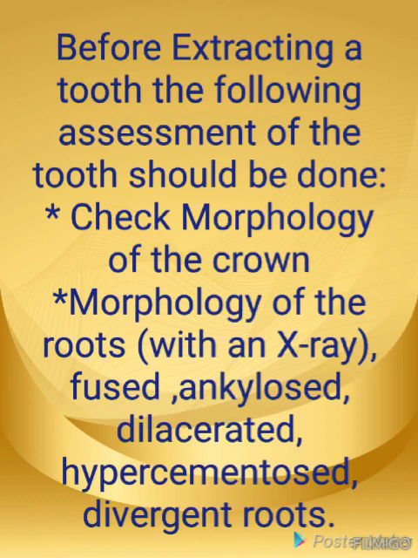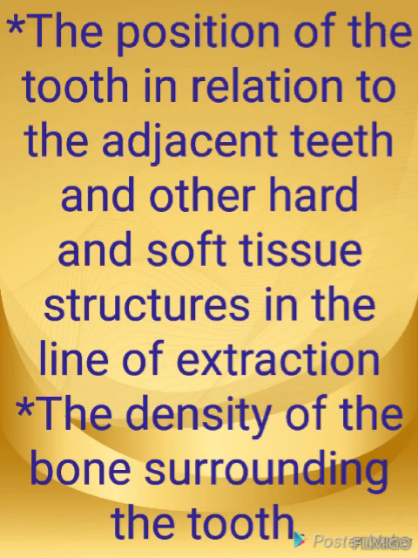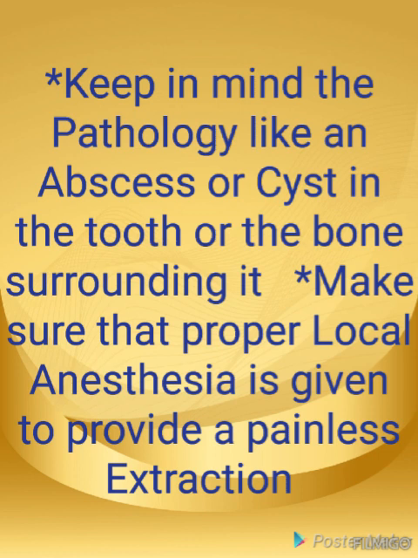Before you go to extraction, we have to know the morphology of the roots because these types are difficult for extraction. Then consider the position of the tooth in relation to the adjacent teeth and other hard and soft tissue structures in the line of the extraction, and the density of the bone surrounding the tooth. Mostly, if there is no tooth before or after it, then the bone density is more, so it is difficult for extraction.